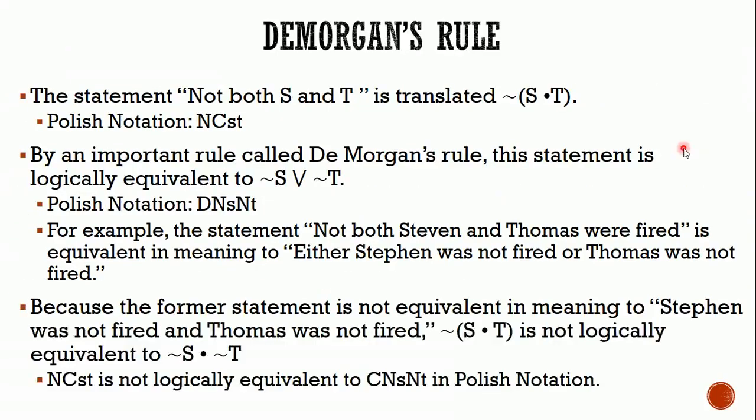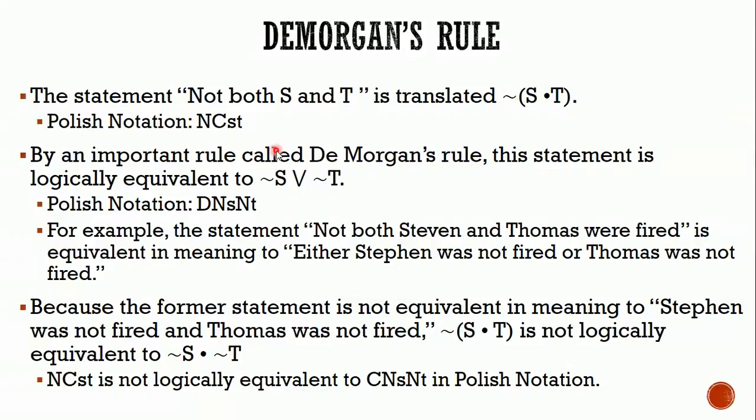All right, De Morgan's rule. We're going to get to know this very well in Chapter 7. The statement "not both S and T" is translated just like this. In Polish notation, remember, we take the main operator, the negation, out here. It's the negation of the conjunction of S and T.